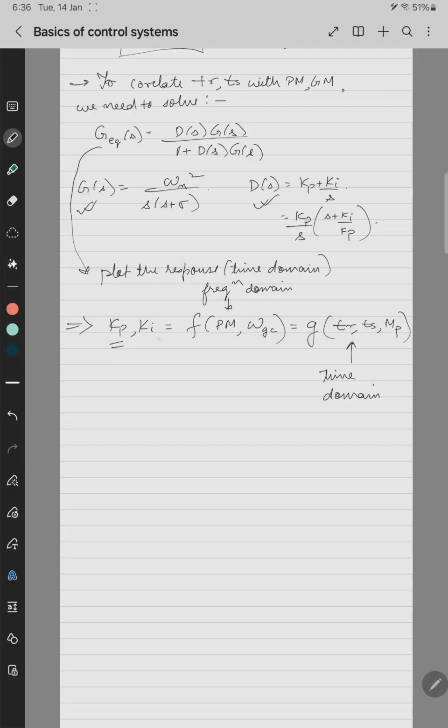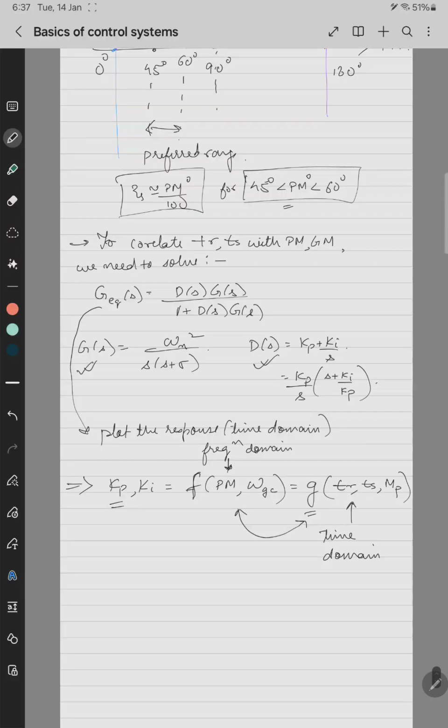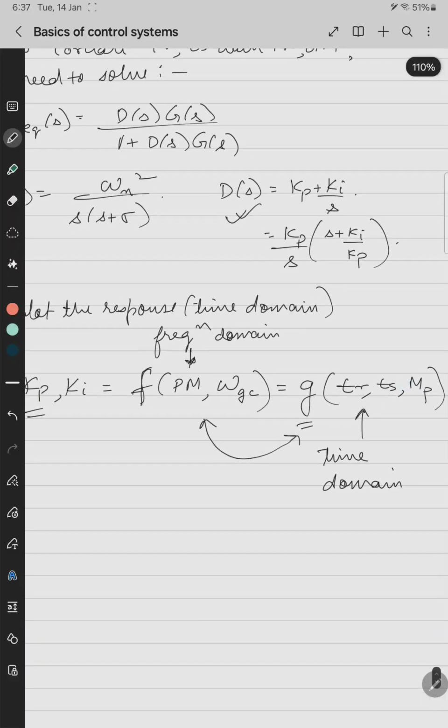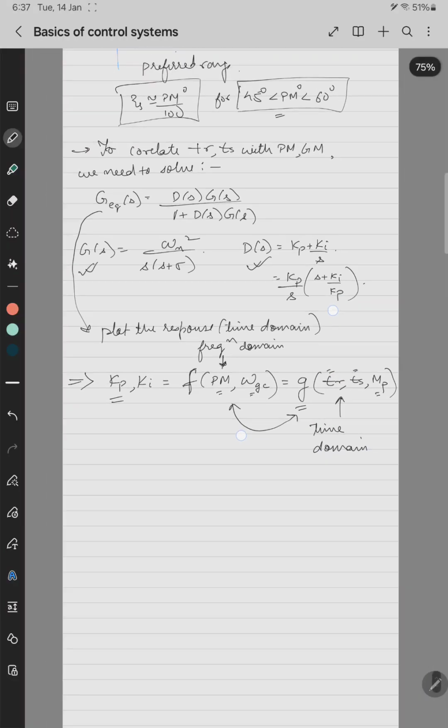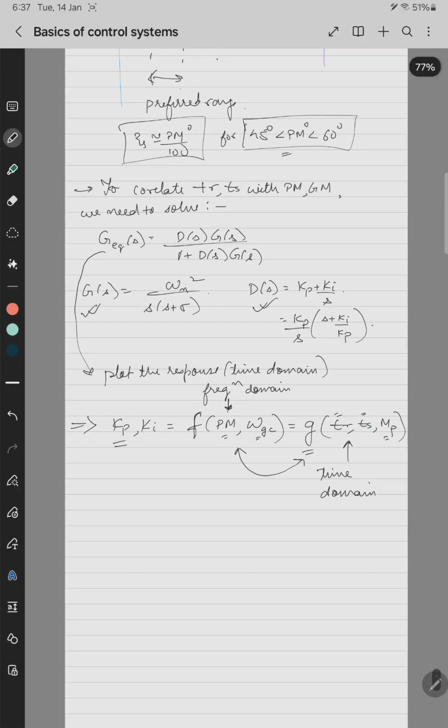So how to get Kp Ki as a function of TR, TS, MP, we already saw in the last lectures on controller design in time domain. Now how to find Ki Kp as a function of phase margin and omega GC, we are doing right now in frequency domain. And we saw just now how these are related. We correlated phase margin and gain crossover frequency with MP, overshoot. We can correlate that with TR and TS also, but for that we have to do some additional computation.